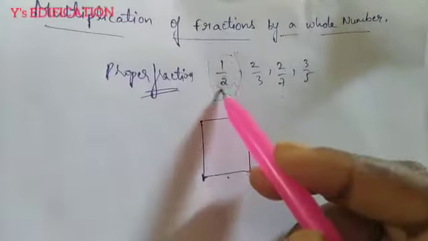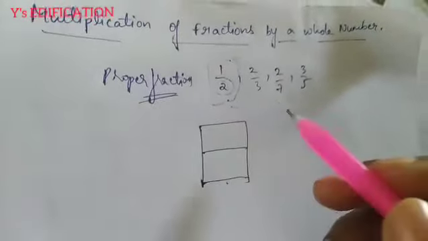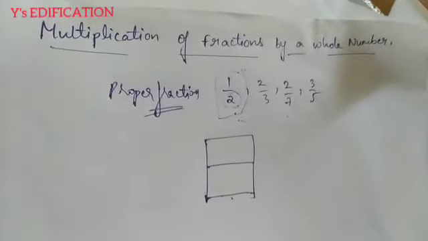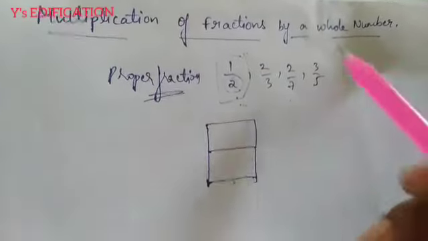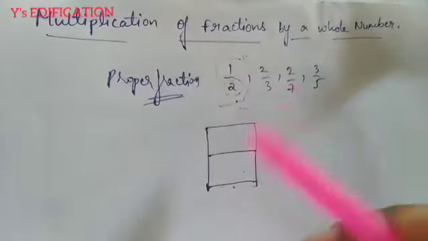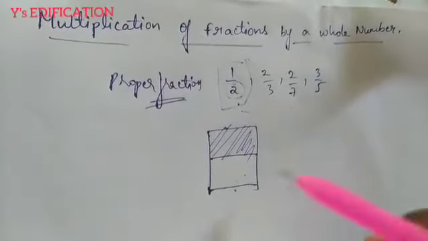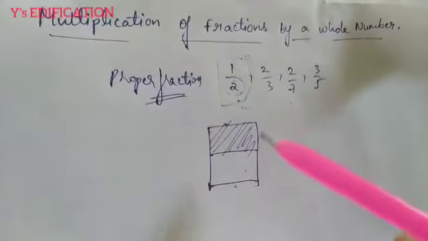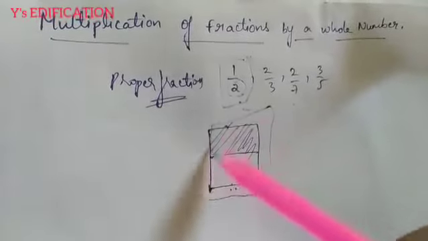Now, what does the denominator indicate? The number of parts in the figure, that is 2. So I have divided the figure into 2 equal parts. And now what is the numerator? The number of the shaded parts, or the number of the unshaded parts. So this figure represents 1 by 2.